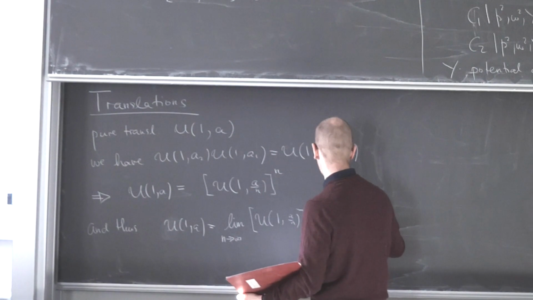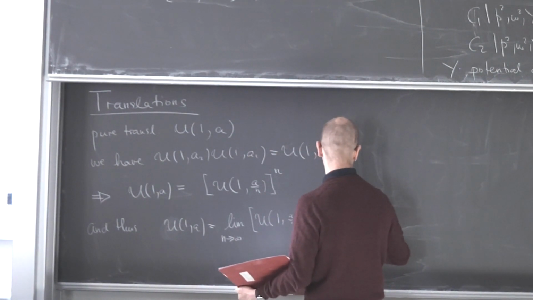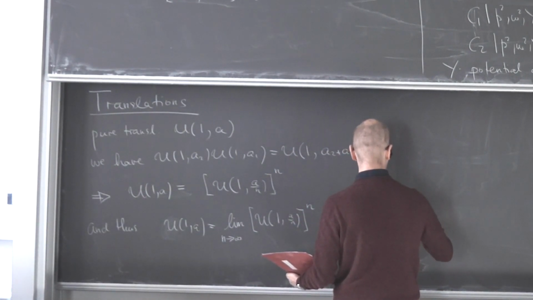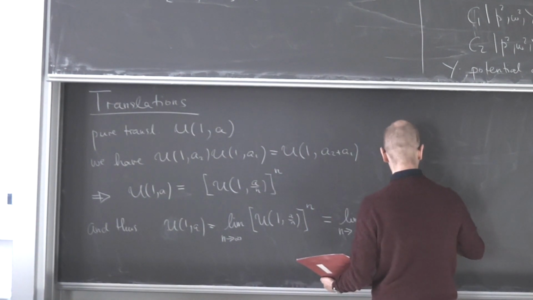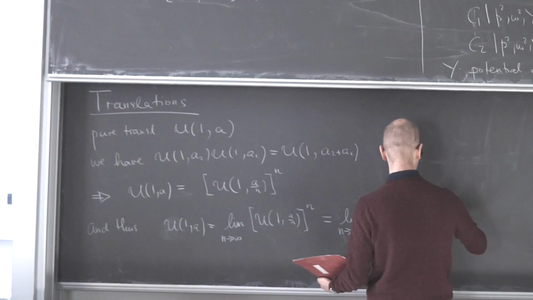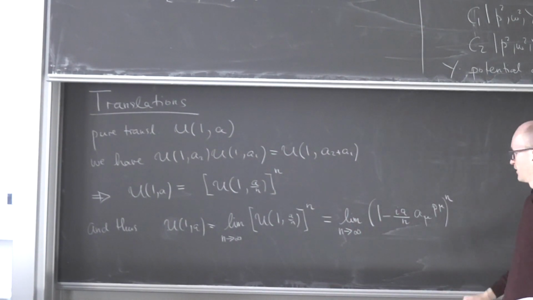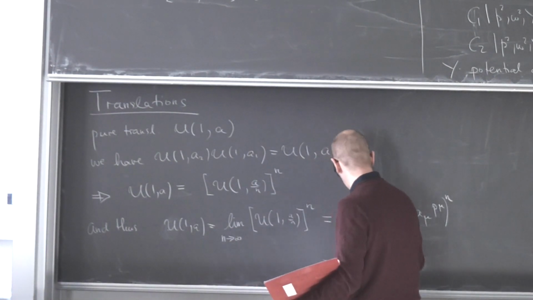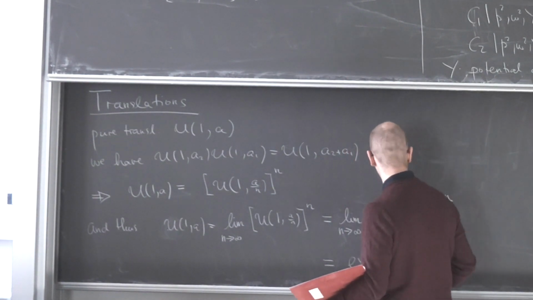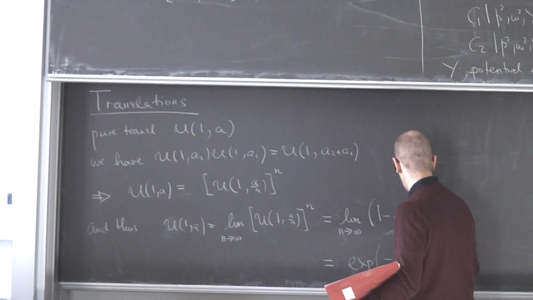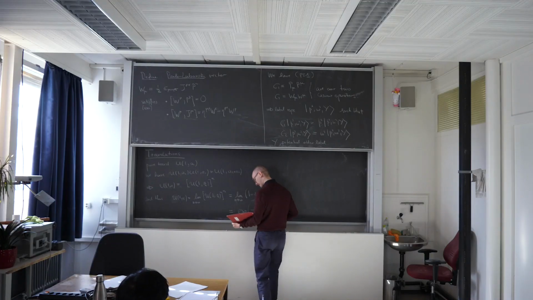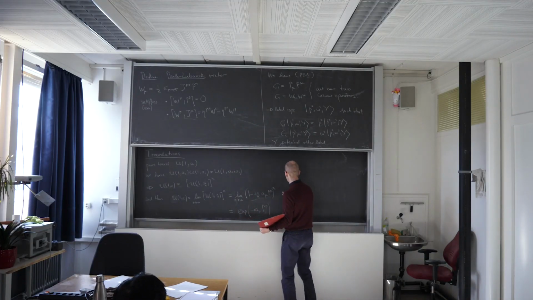So that will give us formally the limit of n of 1 minus i a over n, a mu P mu, to the power n. Now you also know why we chose minus here, because Euler explained to us that this is actually nothing but the exponential of minus i a mu P mu. So in other words, of course, we just get the well-known translation operator.